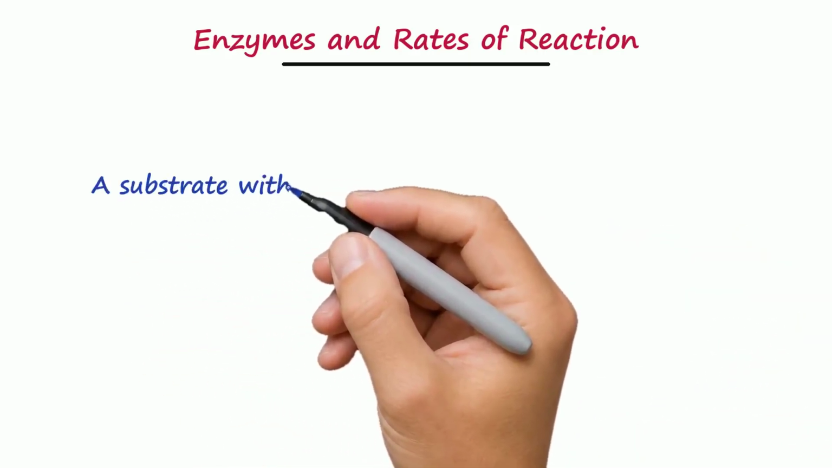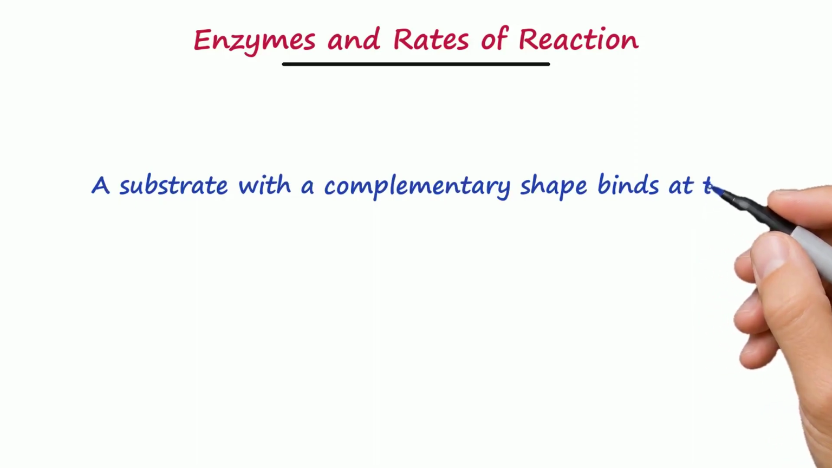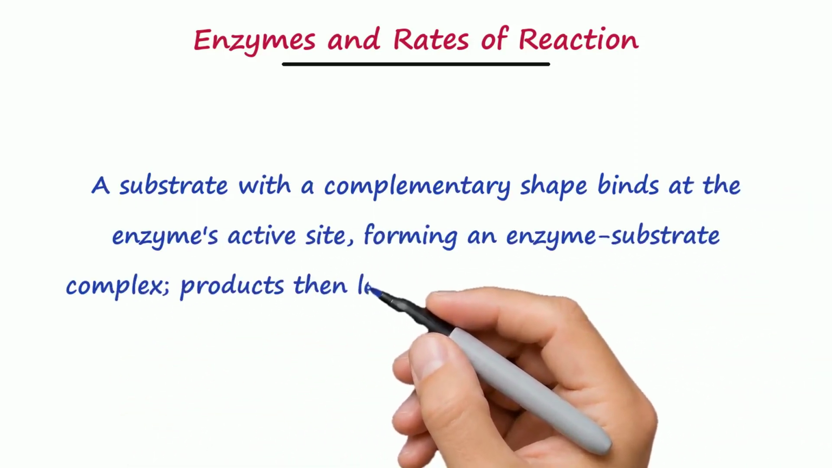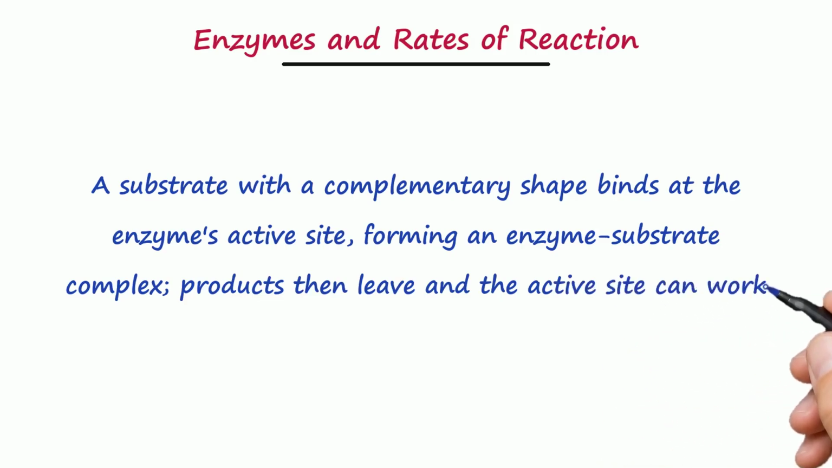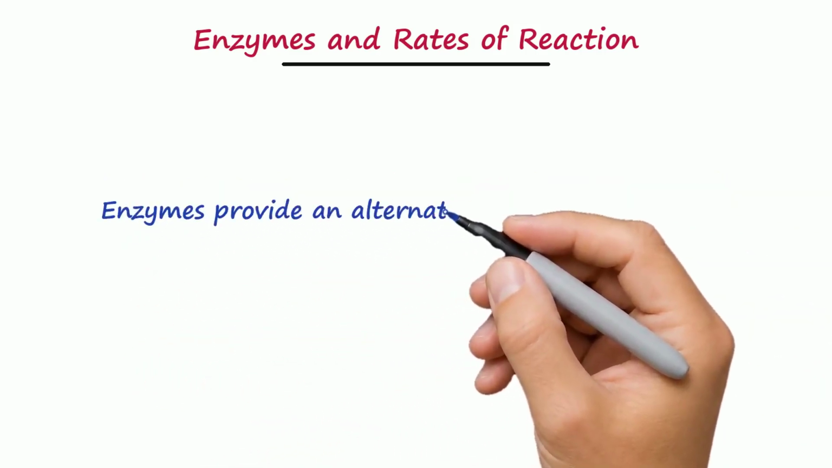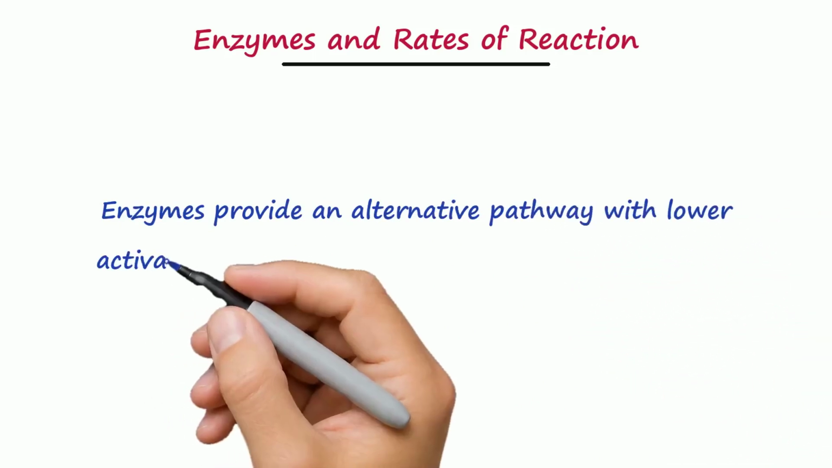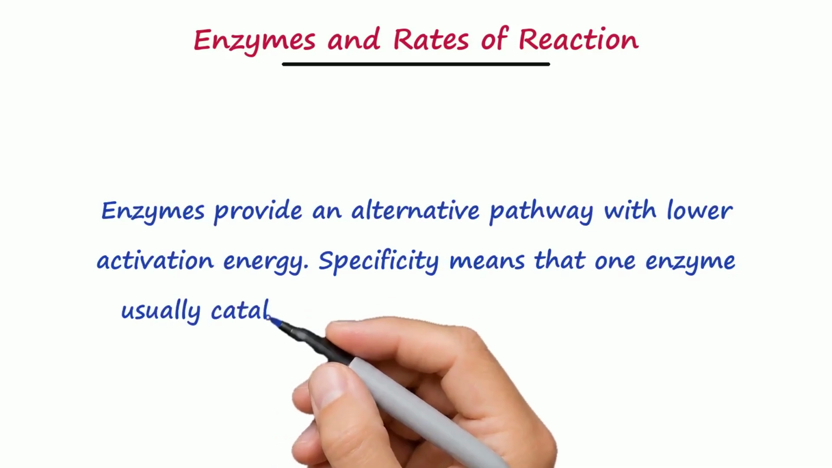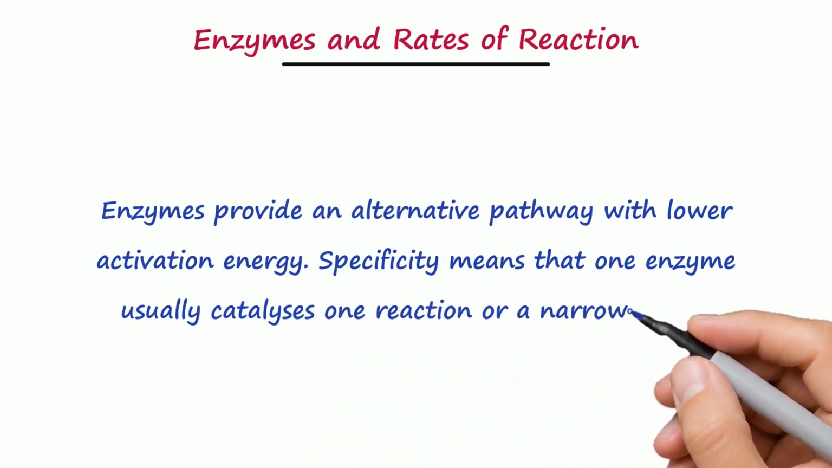A substrate with a complementary shape binds at the enzyme's active site, forming an enzyme-substrate complex. Products then leave and the active site can work again. Enzymes provide an alternative pathway with lower activation energy. Specificity means that one enzyme usually catalyzes one reaction or a narrow group.